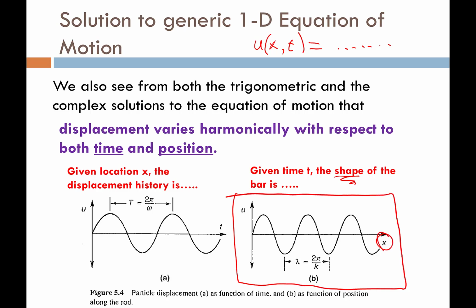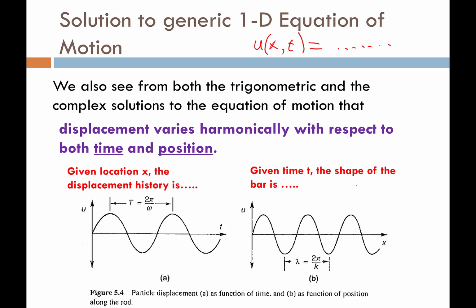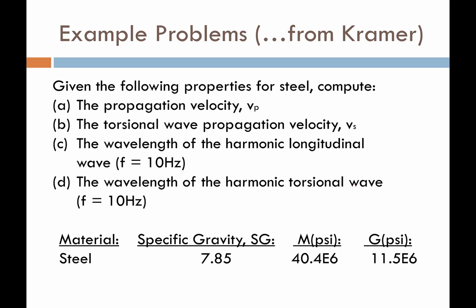So x just gives location along my bar, and this just gives the displacement of my bar for any given point of x. So the wave equation is powerful because it can give us the displacement time history for any point along the bar, and it can also give us the shape of the bar for any snapshot in time. So it is a very powerful function.